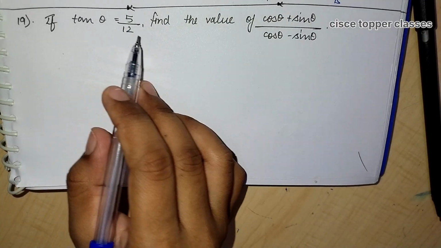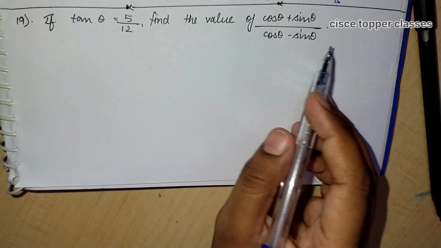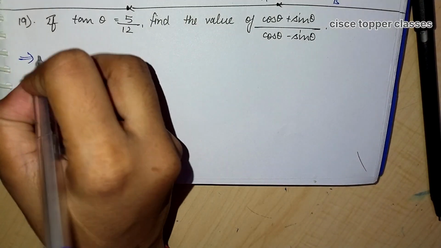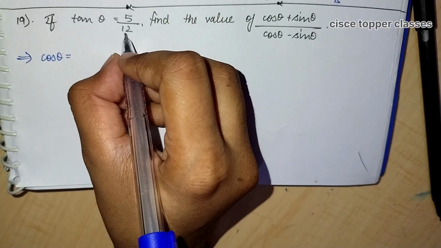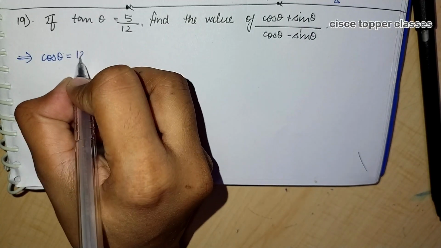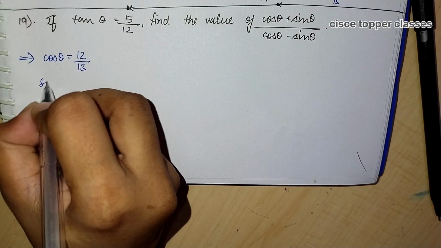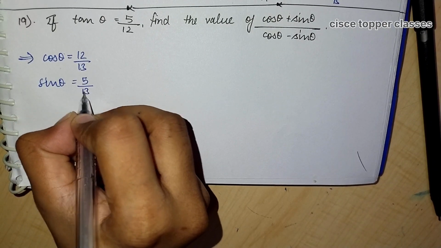If tan theta is 5 by 12, then find the value of cos theta plus sin theta and cos theta minus sin theta. So from that we can find the value of cos theta. Cos theta will be base by hypotenuse. Base we know, hypotenuse will be 13 in this case. So this will be 12 by 13 and sin theta will be 5, height by hypotenuse. So this will be 5 by 13.